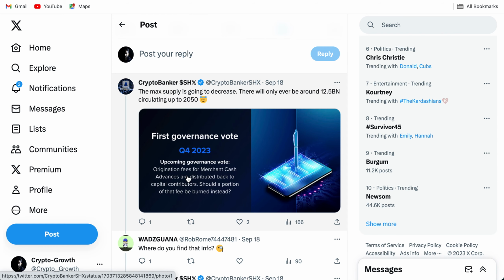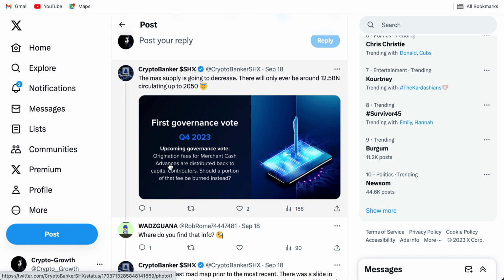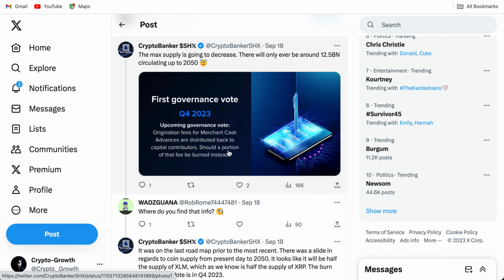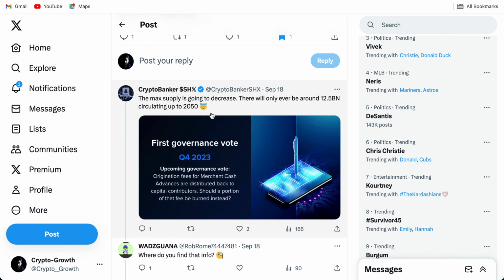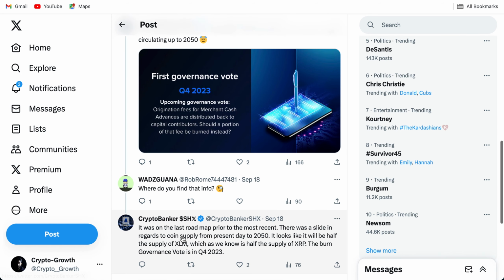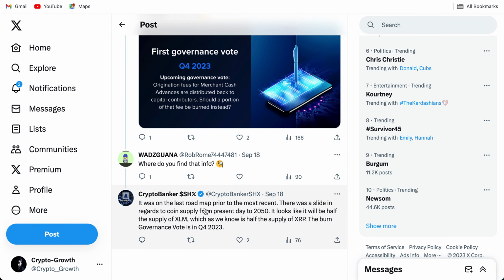First governing vote is coming, upcoming governance vote: originating fees for merchant cash advances are distributed back to capital contributors, should a portion of that fee be burned instead. Yes, there's an upcoming vote, Q4 23, regarding the portion of burns. Where did you find this info? Guana is asking. CryptoBanker is replying, it was on the last roadmap prior to the most recent. There was a slide in regards to coin supply from present day to 2050. It looks like it will be half the supply of XLM, which as we know is half the supply of XRP. The burn governance vote is in Q4 2023.